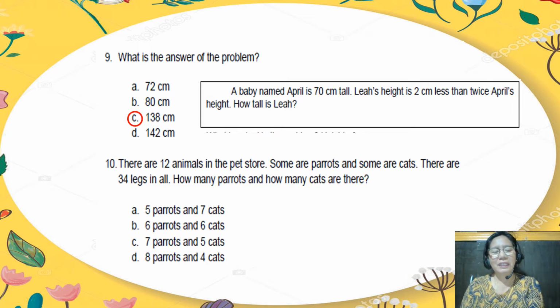6 times 2, that is 12, and 6 times 4, that is 24. 12 and 24, total is 36, so letter B is not the answer. 7 times 2 is 14, and 5 times 4 is 20. So 14 and 20, that is 34. So the answer is C.